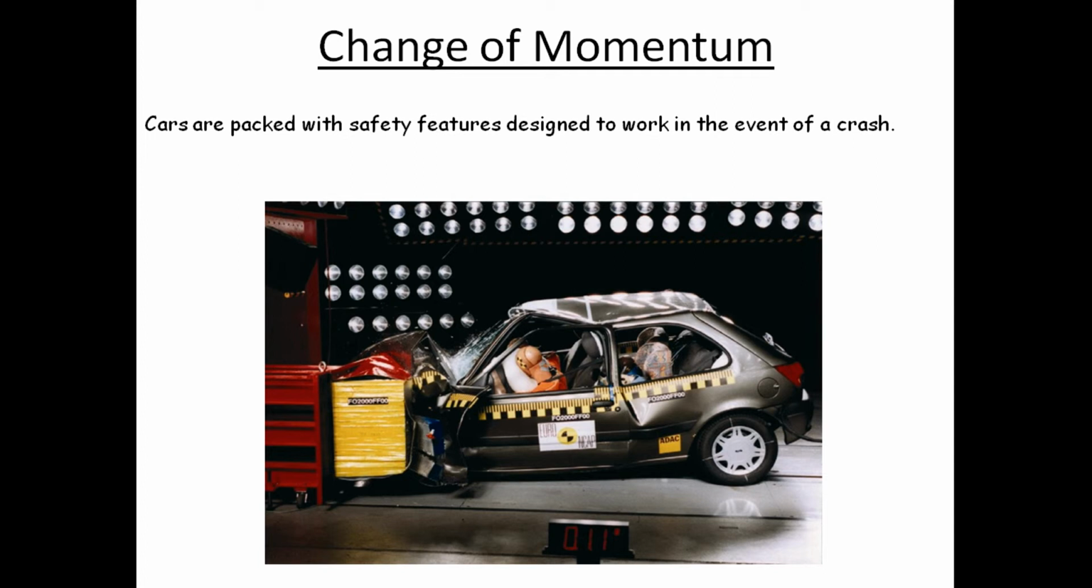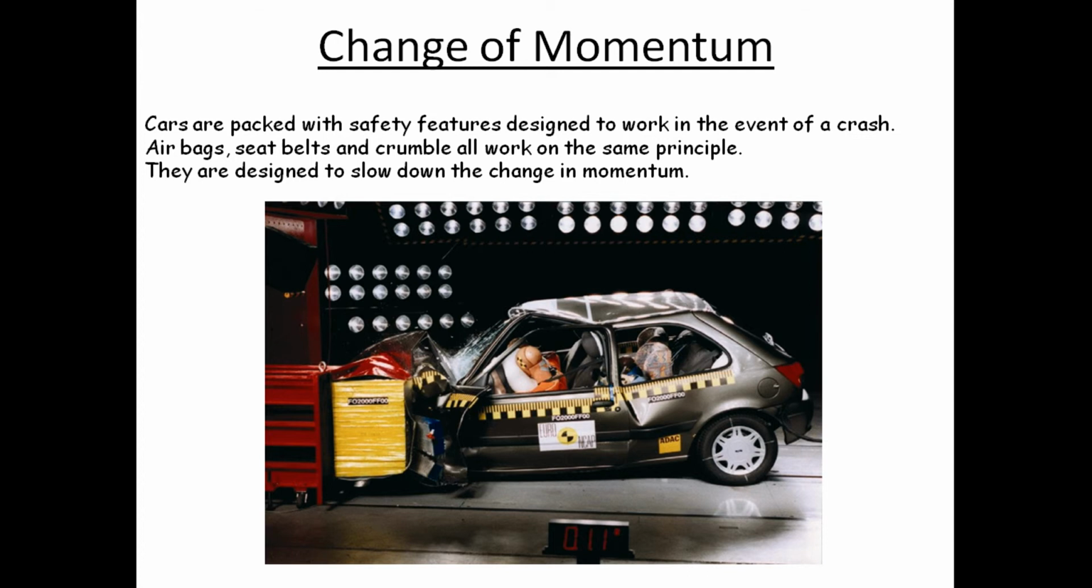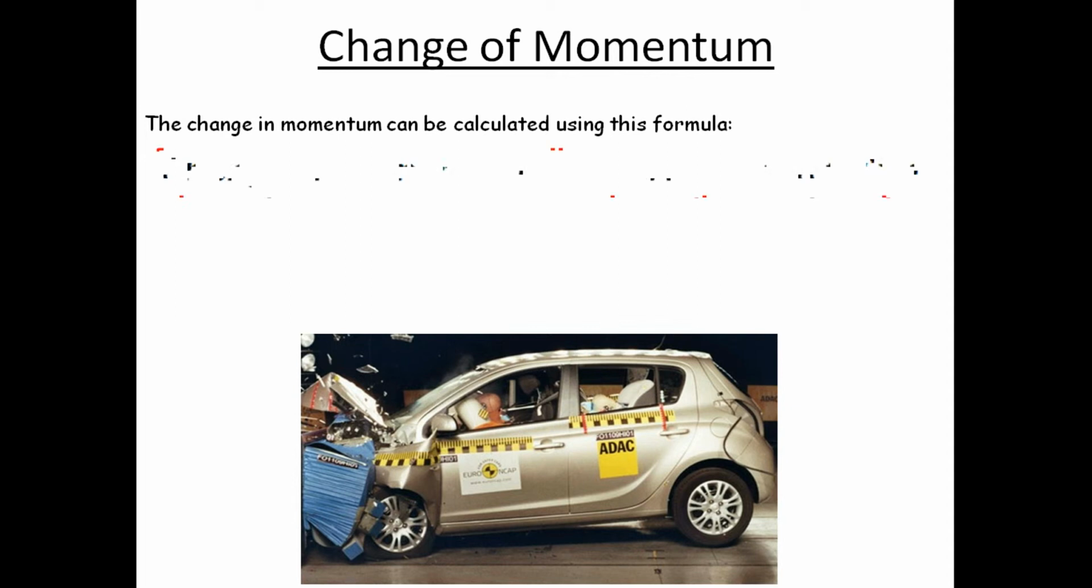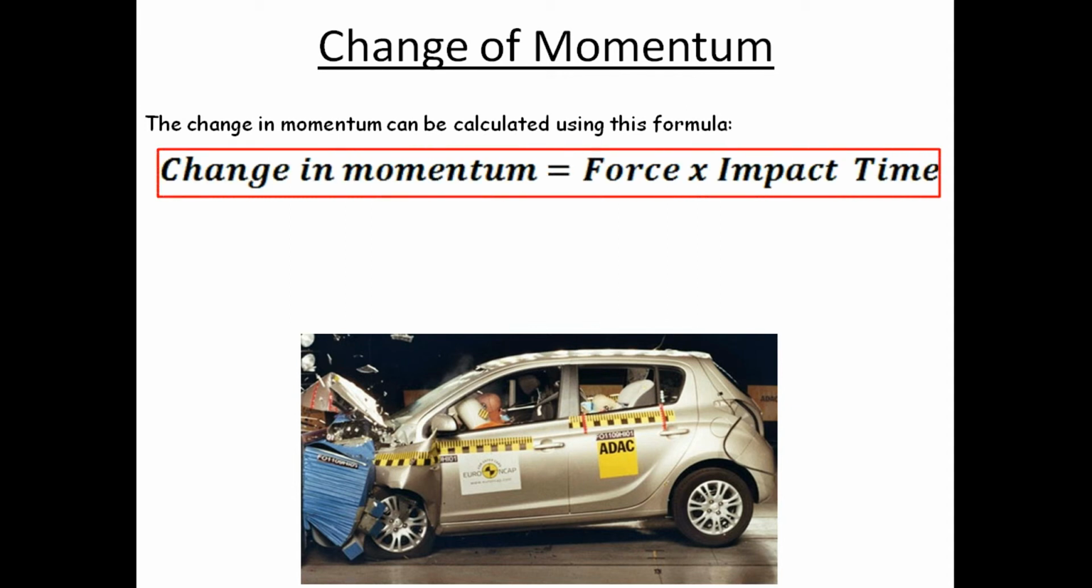Cars are packed with safety features designed to work in the event of a crash. Airbags, seat belts, and crumple zones all work on the same principle. They're designed to slow down the change in momentum. The change in momentum can be calculated using the following formula. Change in momentum equals force multiplied by impact time.